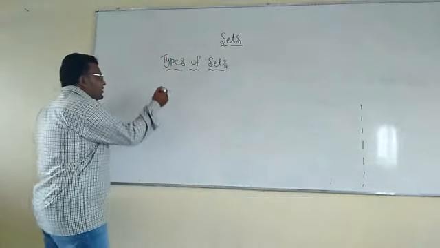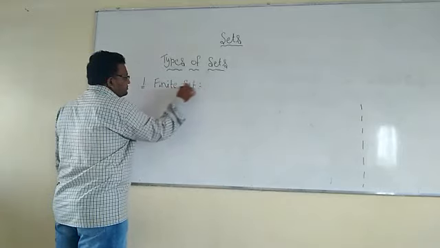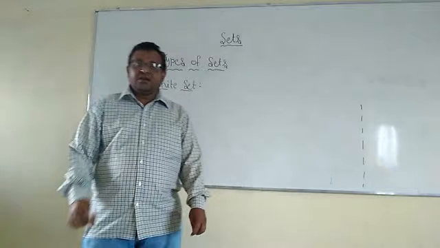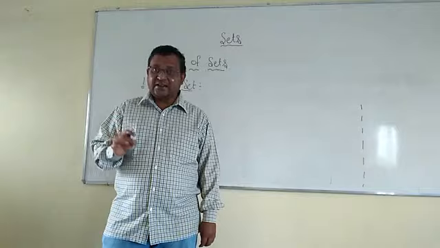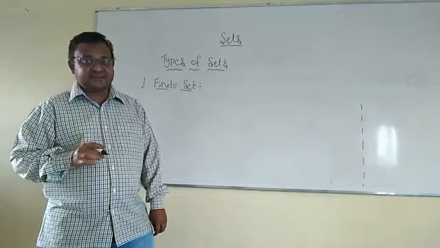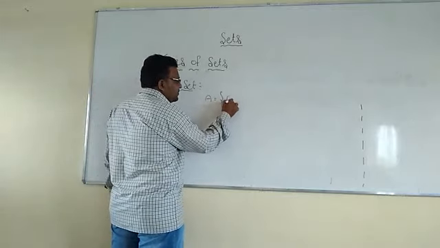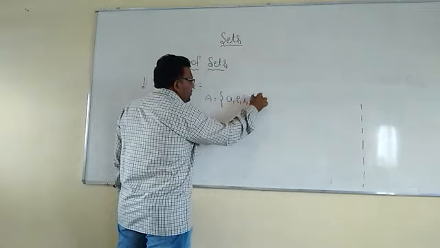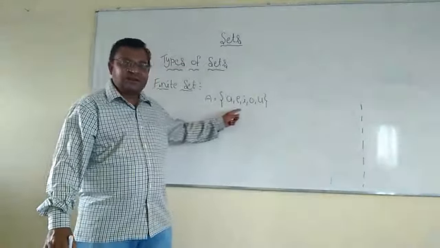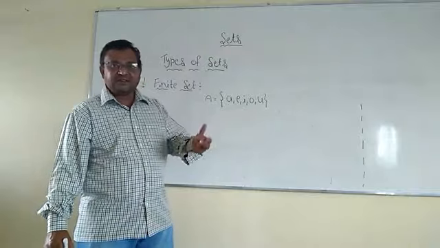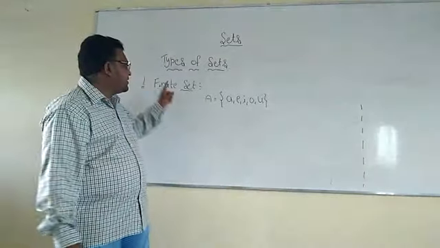The first in types of sets, finite set. If number of elements in a set are countable, then that set is called finite set. For example, vowels in English alphabet. A is a set of vowels in English alphabet. Means A, E, I, O, U. Now how many elements are there? 5. Means it is countable. Here easily we can count how many are there. I am telling 5. If so, such type of set is called finite set.